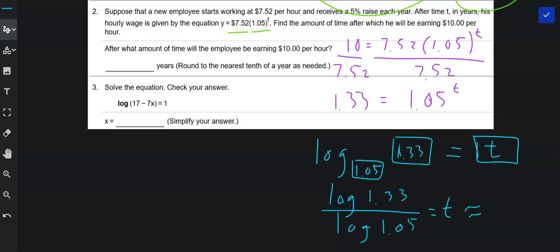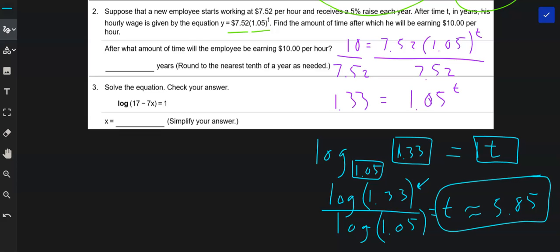And now we reach over and grab the calculator. Log 1.33, end parenthesis. Make sure if you're using a scientific calculator that you get this parenthesis in there. Otherwise, that one's going to be a killer. It'll change the value that you're dealing with. 5.85. 5.9, something like that.